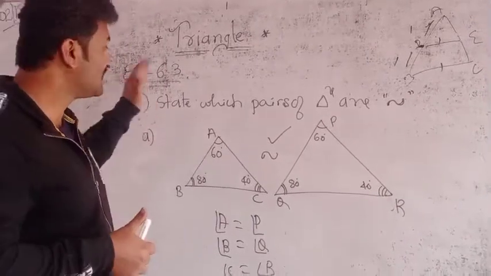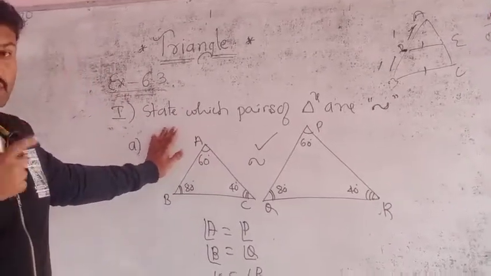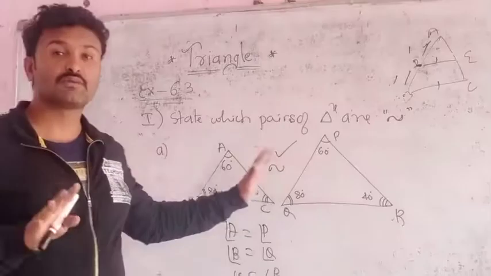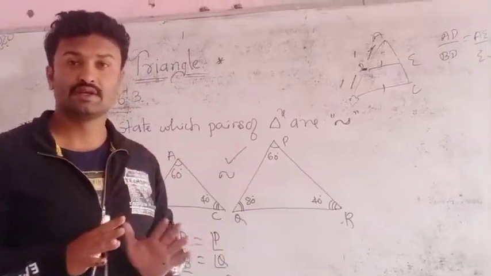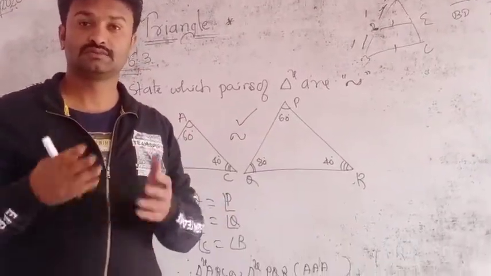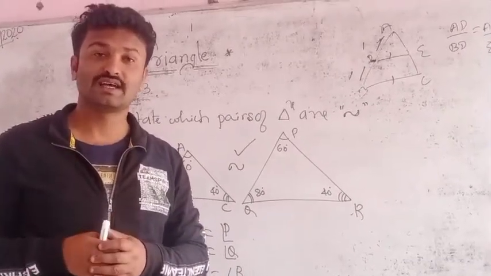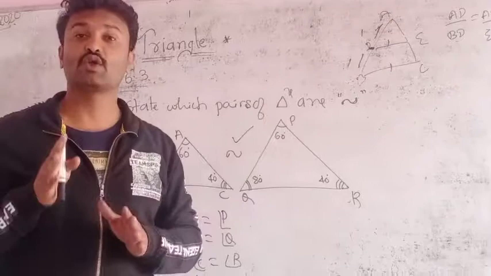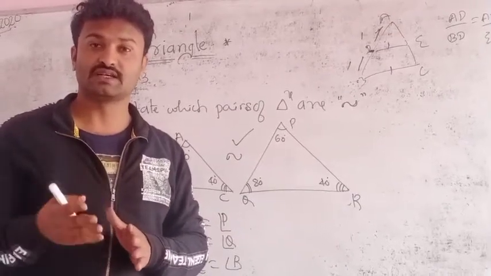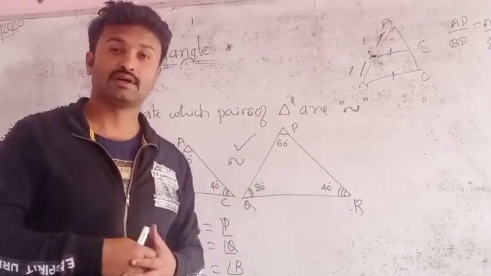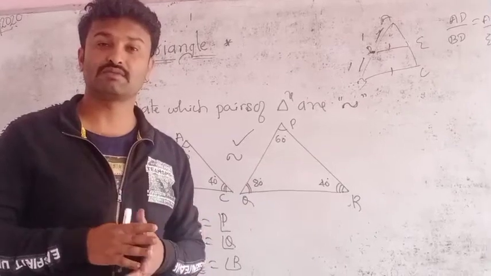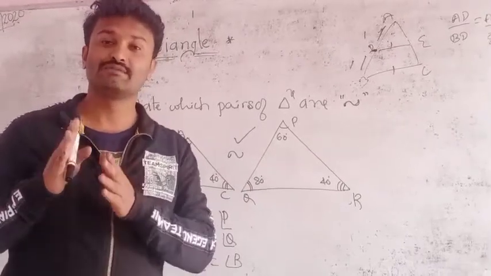In 6.3, we discussed one problem. A total of 6 problems are there of the same type. You will try to state whether the following pairs of triangles are similar or not. The remaining you check. Take use of some criteria and check whether similar or not.